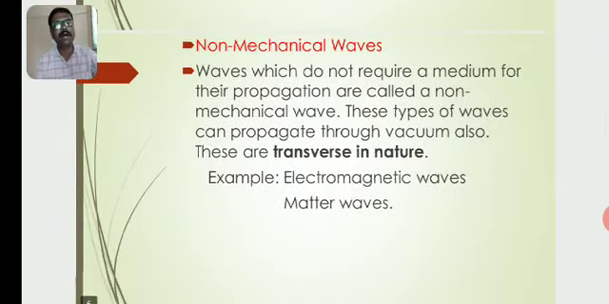Non-mechanical waves: waves which do not require a material medium for their propagation are called non-mechanical waves. That means some of the waves in nature do not require a material medium for their propagation, so they are called non-mechanical waves. These types of waves can propagate through vacuum also. They are transverse in nature. Examples are electromagnetic waves and matter waves.